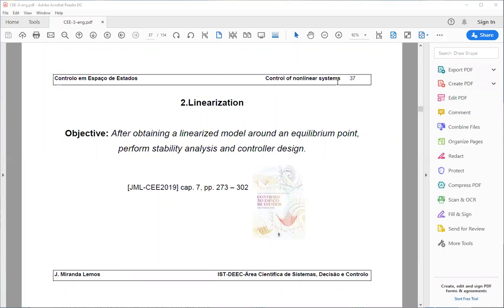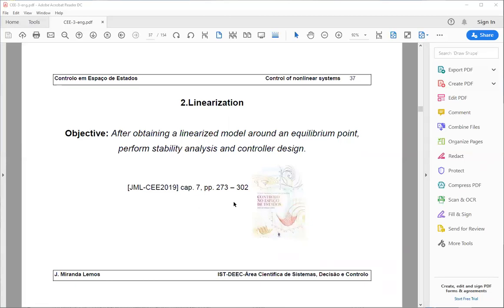Hello, this is the lecture on linearization of the course Controle em Espaço de Estados. To follow this topic, if you are able to read Portuguese, you can read chapter 7 of the book Controle no Espaço de Estados by João Miranda Lemos, from pages 273 up to 302.